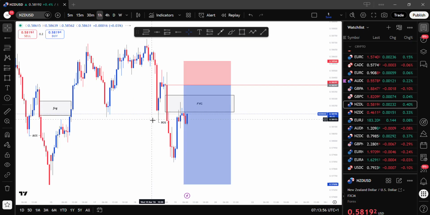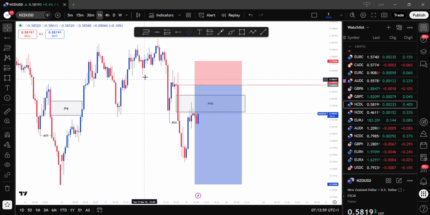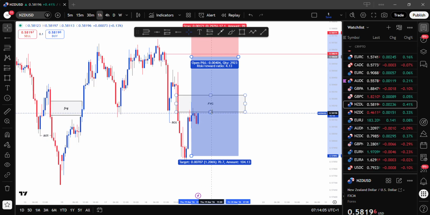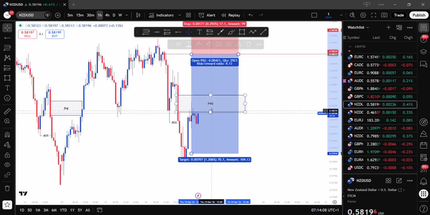So if you check the 1 hour, let's see if that's proper. You can see this market did not respect this order block first at this top here. So we should look out for this instead of that. We just set our entry. We should look out for this instead.